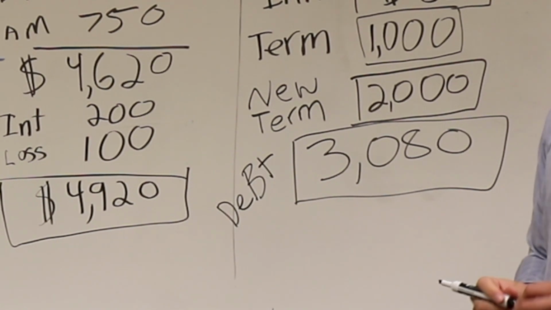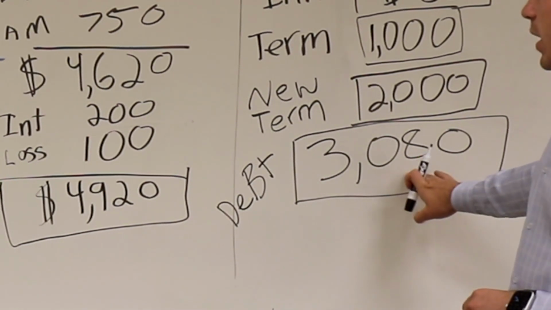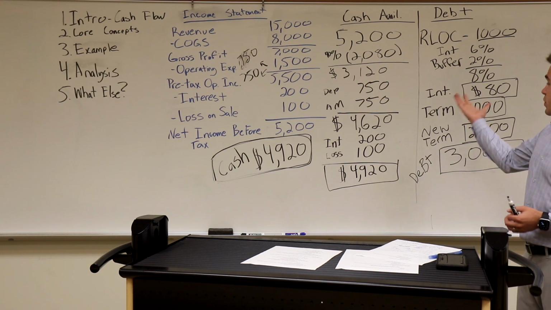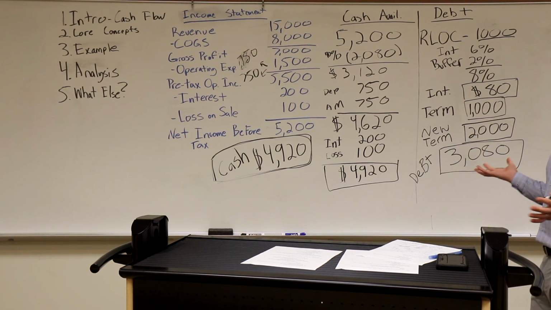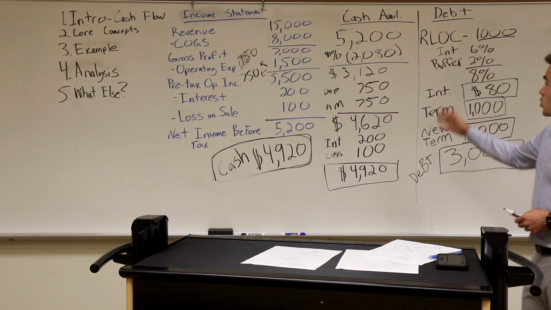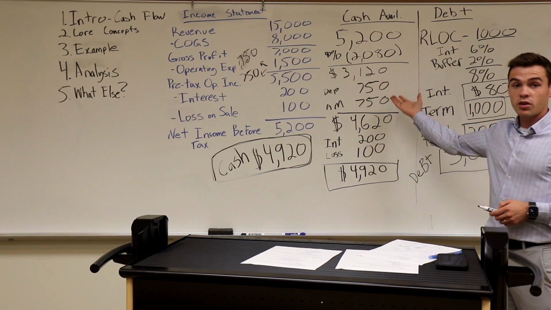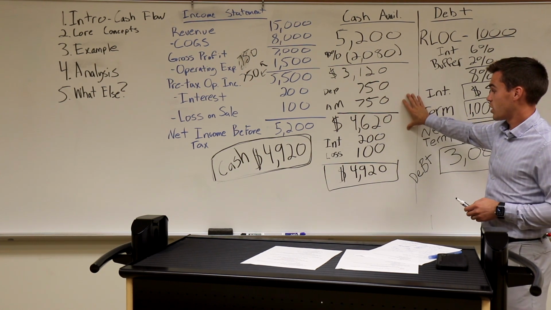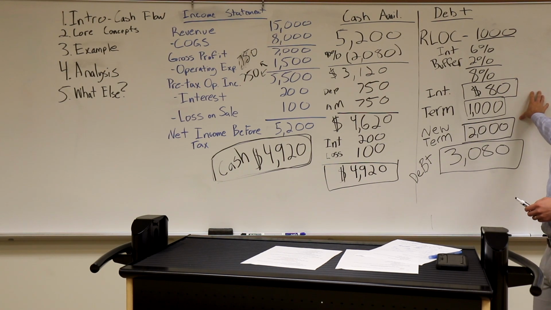Required payments by us and legally that they need to pay on their debt. So now we've calculated all the numbers we need to know. What do we do with it now? What we're going to do, as I talked about before, is compare the cash available that the business has generated to the amount of debt that they're required to pay.